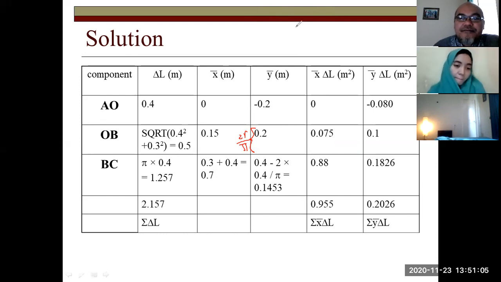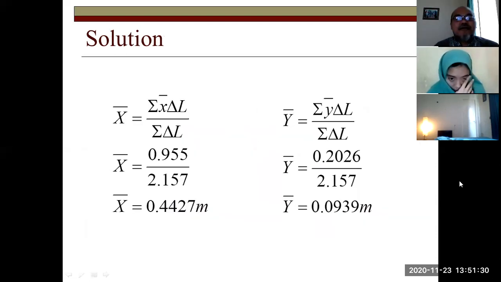So from here, we can calculate x delta L, this times this one, and y delta L, this times this one, and we obtain this. Then we sum this plus this plus this, and we obtain this one. We add this plus this, we obtain this part, and similarly with this column. Then finally, we obtain the new centroid: the x coordinate is 0.4427 meter, and the y coordinate is 0.0939 meter.